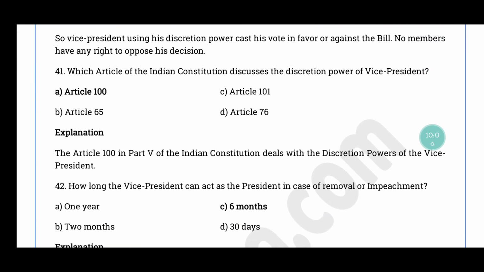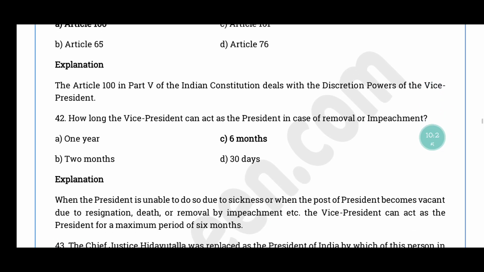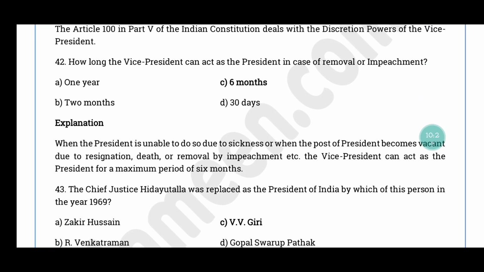Question number 41. Which article of Indian Constitution discusses the discretion power of Vice President? The correct answer is option A, Article 100. Article 100 in the Part 5 of Indian Constitution எதை டீல் பண்ணுதுன்னா discretion power of Vice President. Question number 42. How long the Vice President can act as the President in case of removal or impeachment? The correct answer is option C, 6 months.